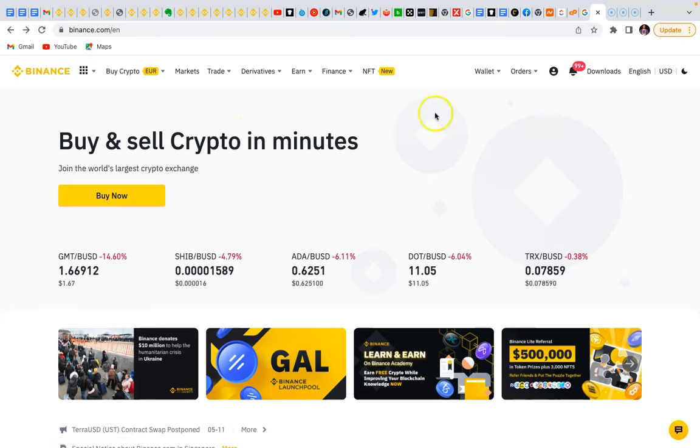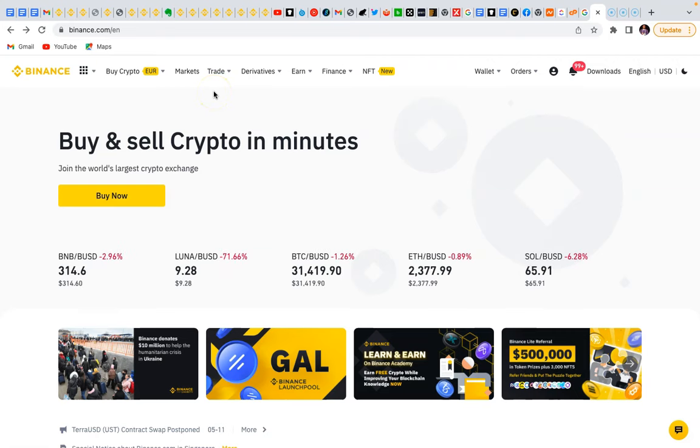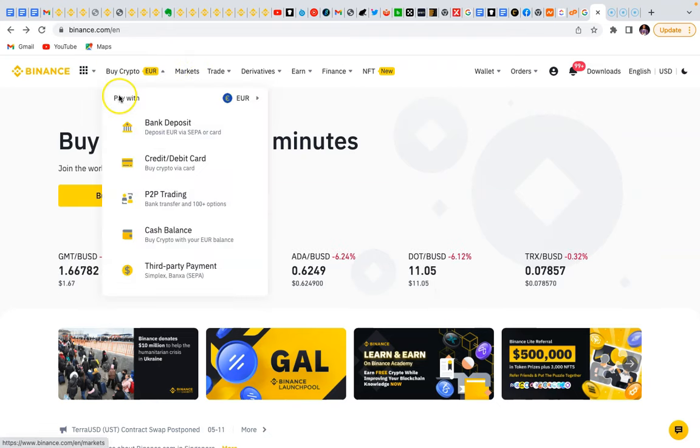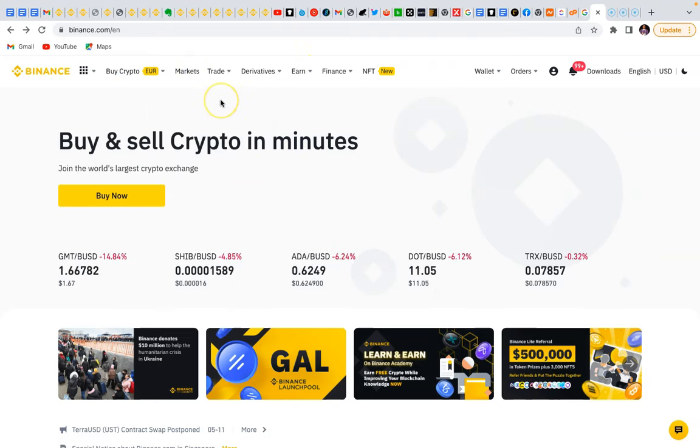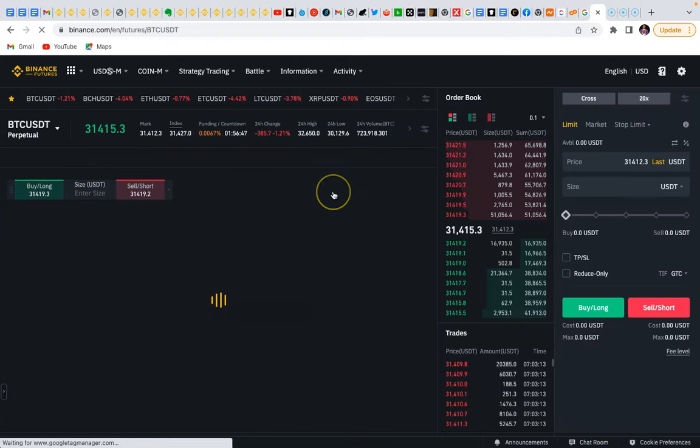Once you have done that, what you want to do next is to go to your futures account. Go to your futures. We have spot and we have futures. So we're going to come here to USD margin futures, because that's what we are focusing on today. Okay, so this is USD margin futures, as you can see here.